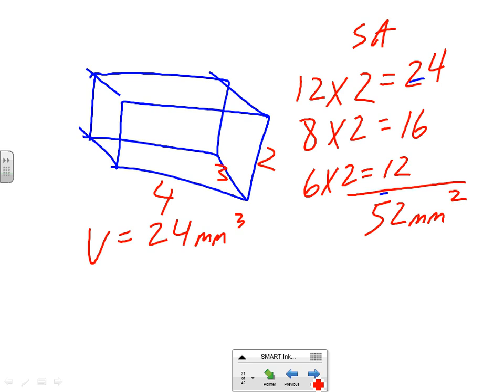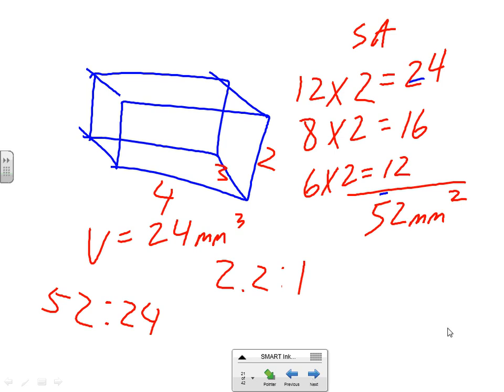Which gives us a surface area to volume ratio of 52 to 24. Now, like I said, we usually are not going to leave it that way. We're going to go ahead and go 52 divided by 24. And that gives us 2.2 to 1. So because it's a smaller cell, it has a what? Higher surface area to volume ratio, and therefore it's better at what? Diffusion and osmosis and everything in between. Everybody okay with that?